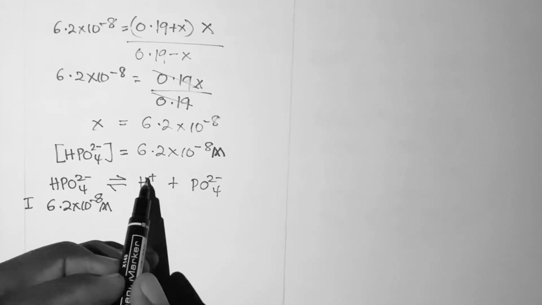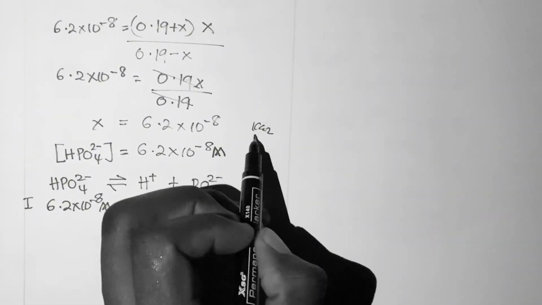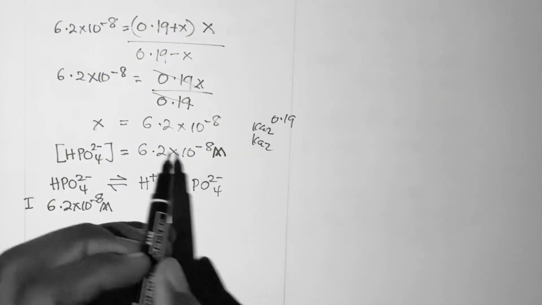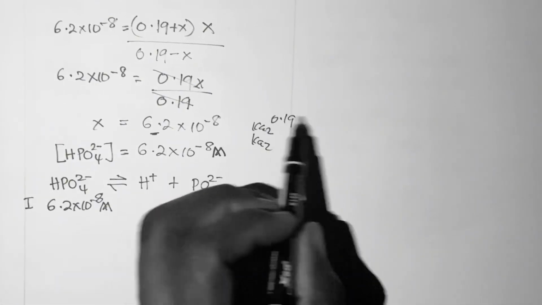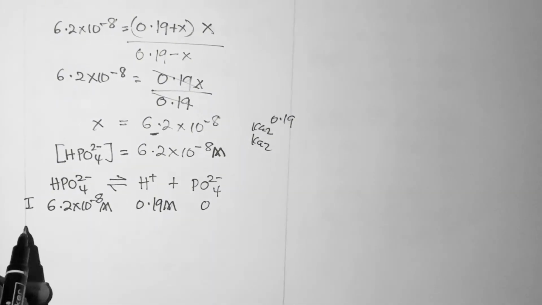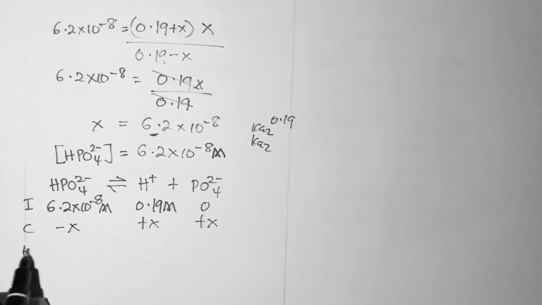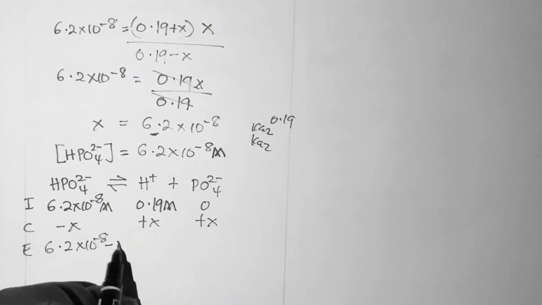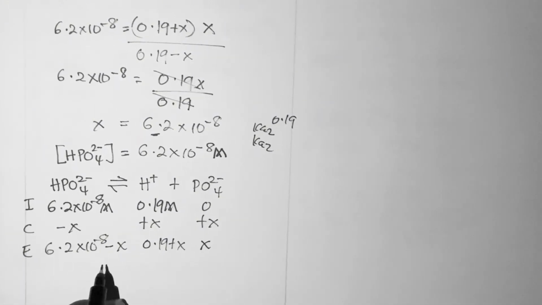Now, the H plus concentration is going to be the original from Ka1 plus the one we got from Ka2. The one we got from Ka1 was 0.19, and the one we got from Ka2 is this. And you see that this is far less than 0.19. So if we add it, we still get 0.19. So here is 0.19 molar, and this is 0. The change here is minus x, plus x, and plus x. Then the equilibrium concentration here will be 6.2 times 10 exponent minus 8 minus x, 0.19 plus x, and here also x.